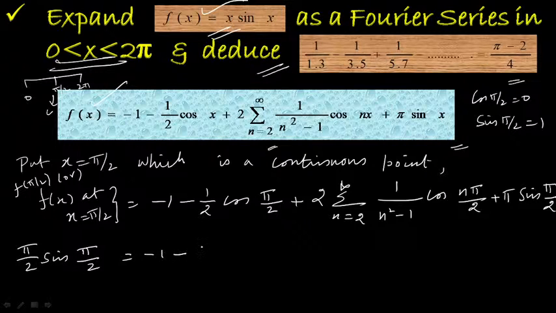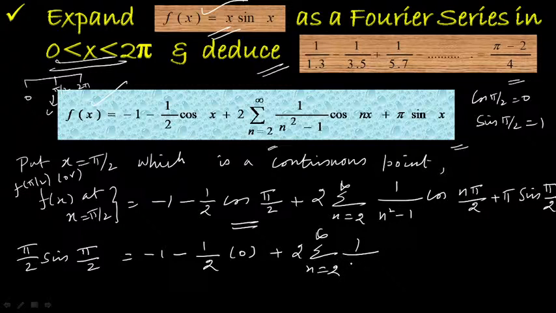Minus 1 minus 1 by 2 cos pi by 2, whose value is 0, plus twice sigma n varies from 2 to infinity 1 over n square minus 1 cos n pi by 2. We have to expand this series later. Plus pi sin pi by 2, whose value is 1. Now we are going to simplify this. So here itself we have to replace sin pi by 2 by 1, as a next step.